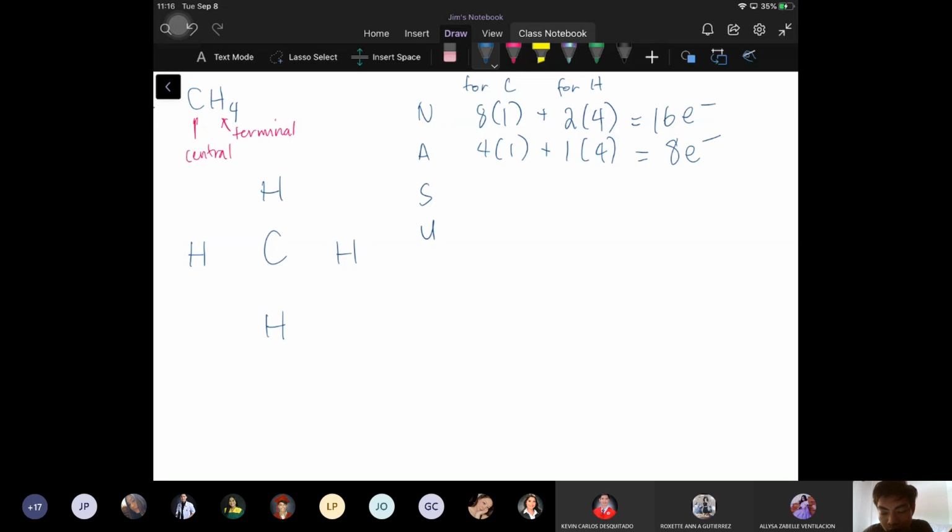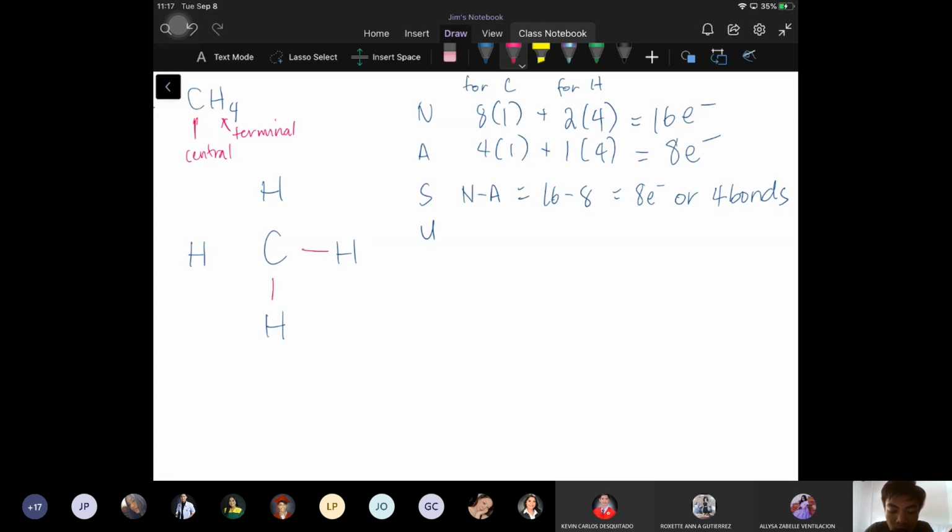Ngayon, shared tayo, S. Ngayon, how do we solve for S again? N minus A lang yan. So that's 16 minus 8, which is 8 electrons. Or how many bonds? For you to know kung ilang bonds yan, you just divide it by 2. So you will get 4 bonds. Once you have 4 bonds, ano gagawin mo? You connect the terminal atoms to the central atoms.